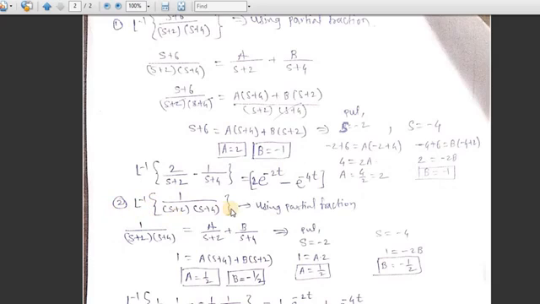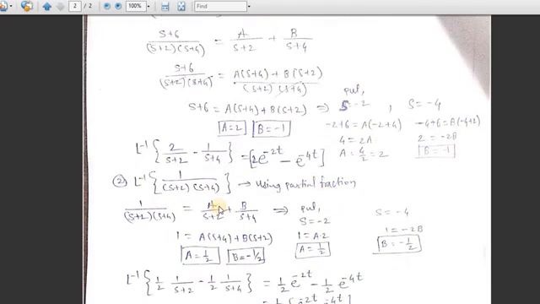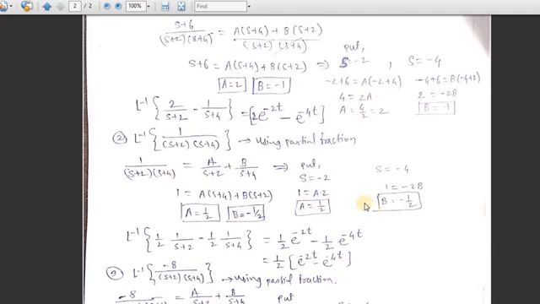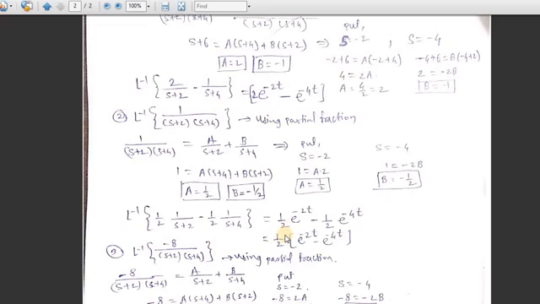So this is the first element. Likewise, we have to solve element number 2. Again, using partial fractions, we represent it in terms of A by (s+2) plus B by (s+4). If I put s equals minus 2 and s equals minus 4, we can get A is 1/2 and B is minus 1/2. Taking 1/2 as a common factor, it is going to be 1/(s+2) minus 1/(s+4). If I take its inverse, it is going to be (e^(-2t) minus e^(-4t)) into 1/2.